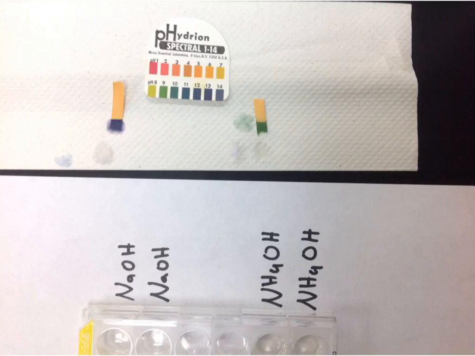Now this is the pH paper with the 2 bases. Again, compare the color on the pH paper to the scale above to determine the pH and record this in your data table.